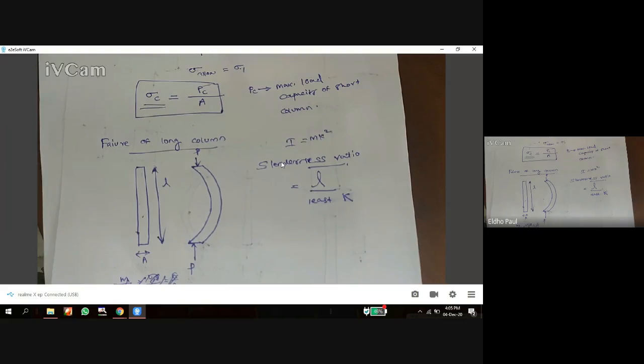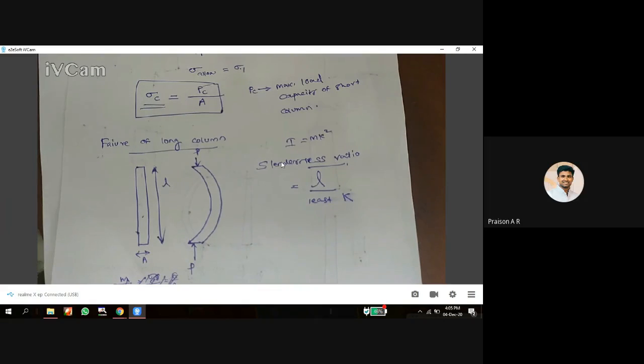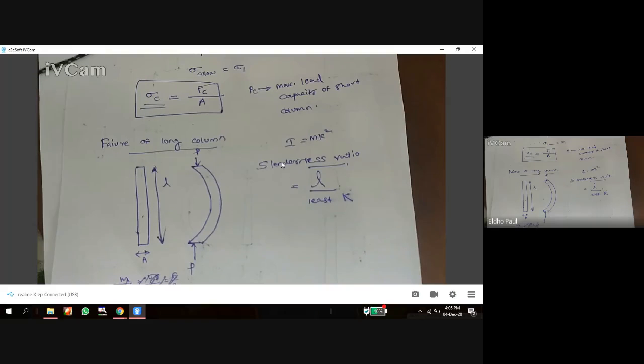Anyone? Mechanics പഠിച്ചല്ലേ, what is radius of gyration? അറിയില്ലേ? കേട്ടില്ല. ഹലോ, പറഞ്ഞാർന്നോ ആരെങ്കിലും?